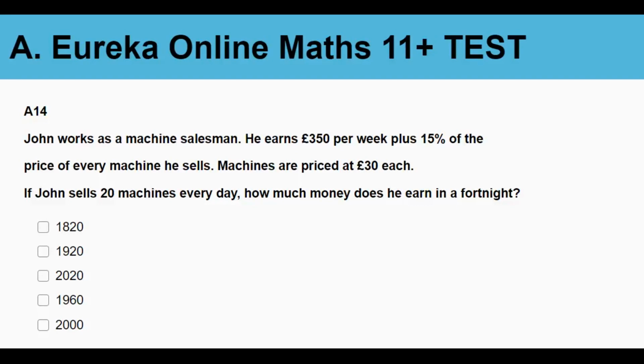John works as a machine salesman. He earns £350 per week, plus 15% of the price of every machine he sells. Machines are priced at £30 each. If John sells 20 machines every day, how much money will he earn in a fortnight?